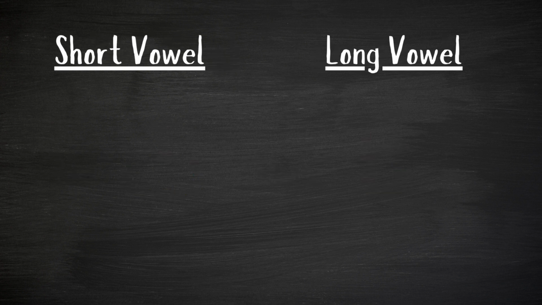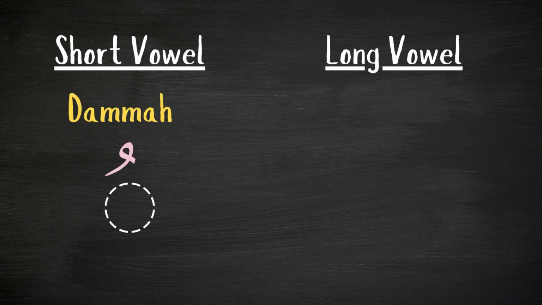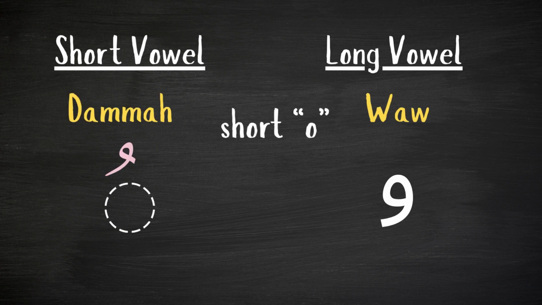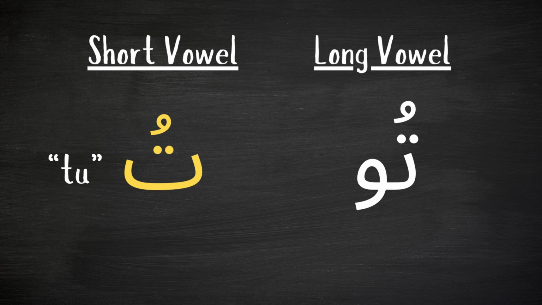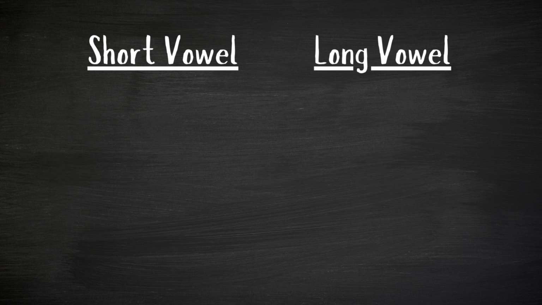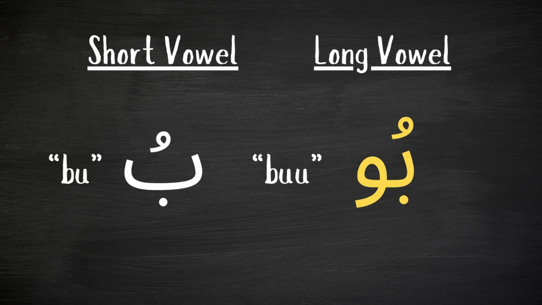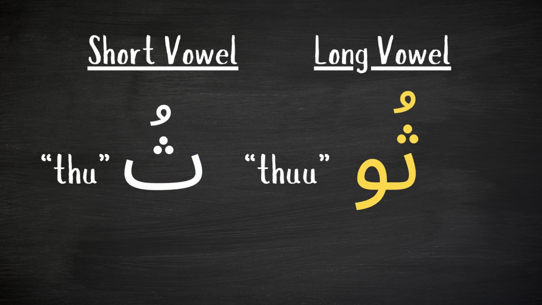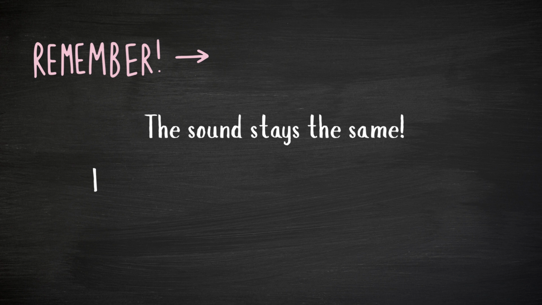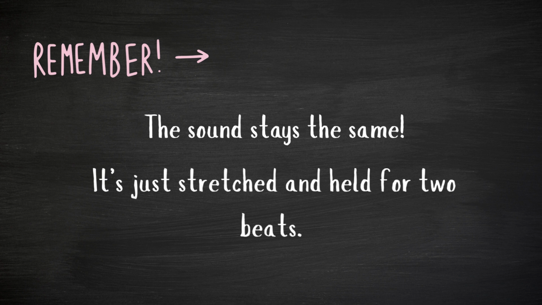And when a letter has a short vowel dhamma followed by a long vowel waw, the short U sound stretches into a long U sound. Let's say it together. Bu, bu, tu, tu, su, su. Again. Bu, bu, tu, tu, su, su. Remember, the sound stays the same. It's just stretched and held for 2 beats.